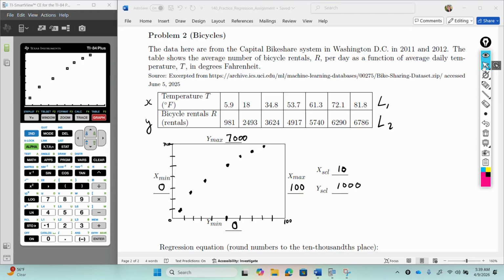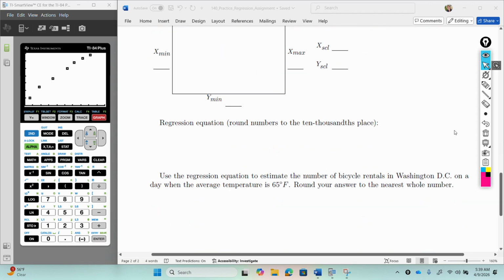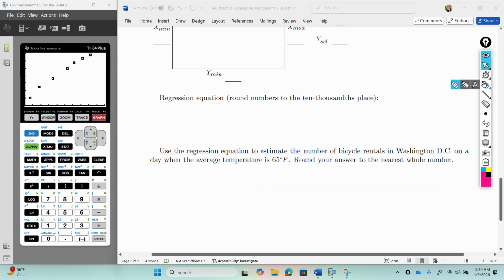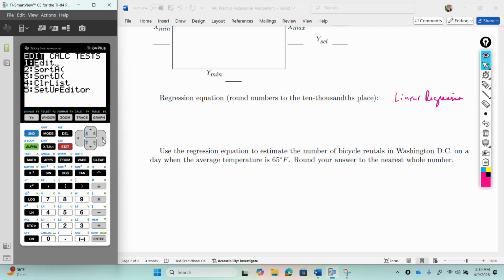So what do we do? All right, now I'm going to get rid of these and let's go down, write the regression equation. So we have determined that it's linear regression. So I'm going to get my calculator to do this for me. I'm going to go to Stat. I'm going to go to Calc, and then I'm going to come down here to number 4, LinReg, linear regression.